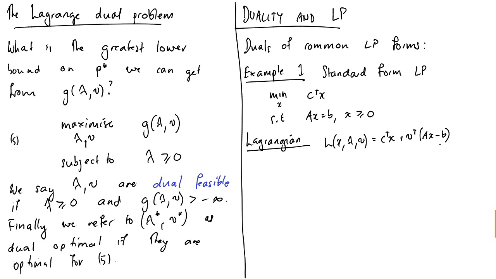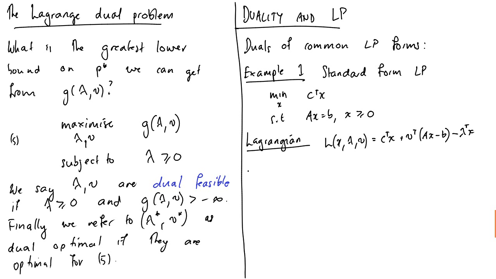And don't forget we have inequality constraints as well, and the inequality constraints are of the form f i of x is less than or equal to 0, so we get a minus lambda transpose x. That's just multiplying each of our non-negativity constraints by a lambda and making it negative because they need to be in less than or equal to form. And we're multiplying each of our equality constraints by a nu, and we're adding on our objective.